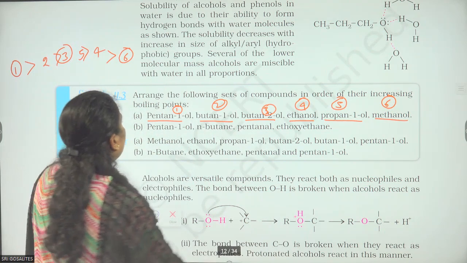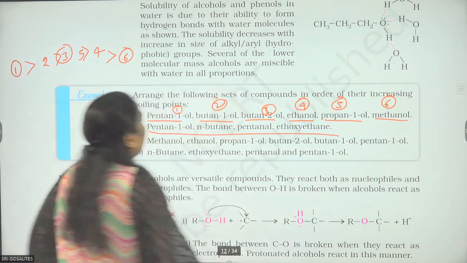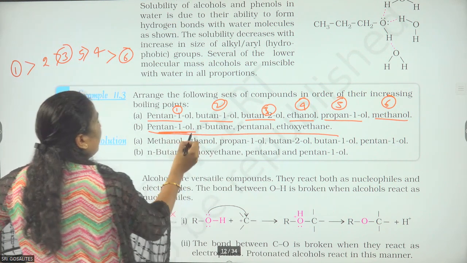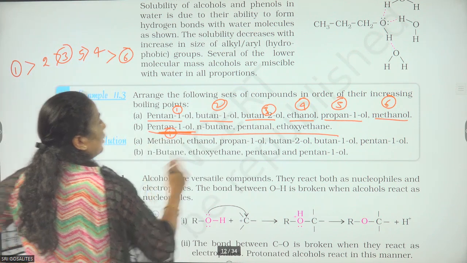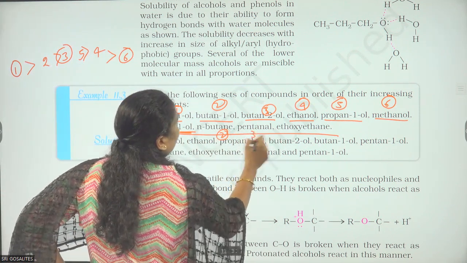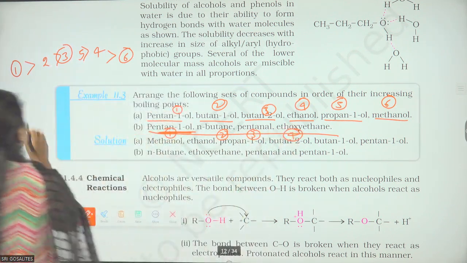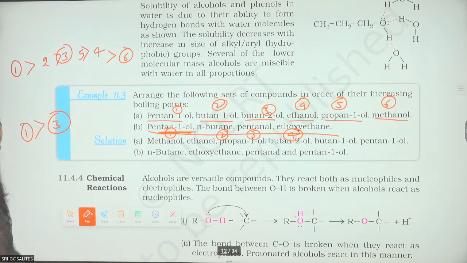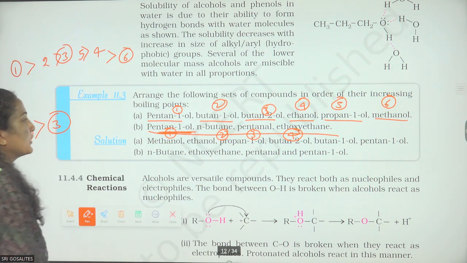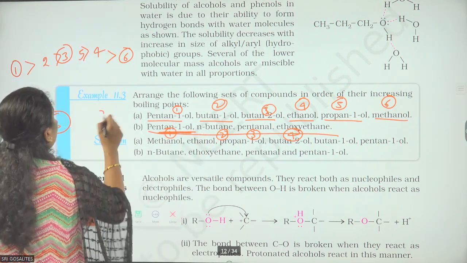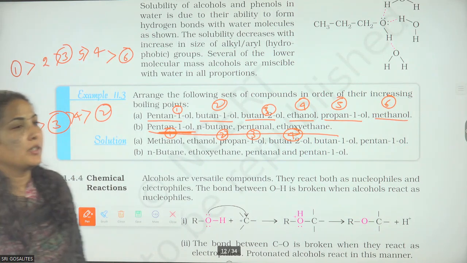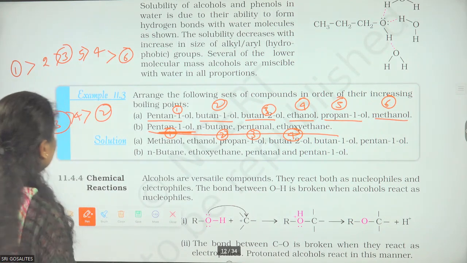Now similarly, you have been provided with pentane-1-ol, n-butane, pentanol, ethoxyethane, right? So in this case, first of all, maximum will be of this pentane-1-ol, 2, 3, 4, if at all I'm numbering. So you are having pentane-1-ol maximum. Then after that, it is the carbonyl compound, which is having the dipole interactions. Now the last is 2, and then you'll be having 4. Clear about this? Okay.